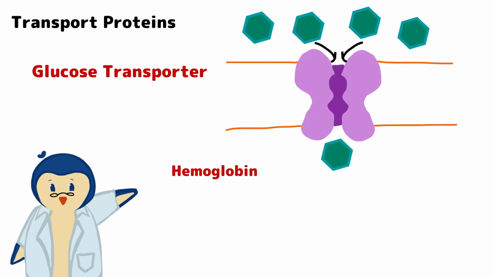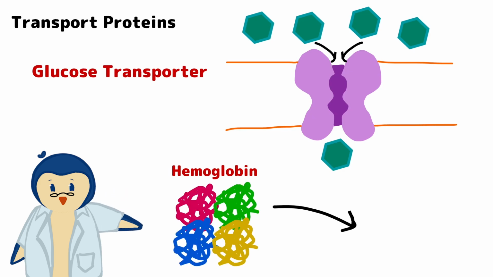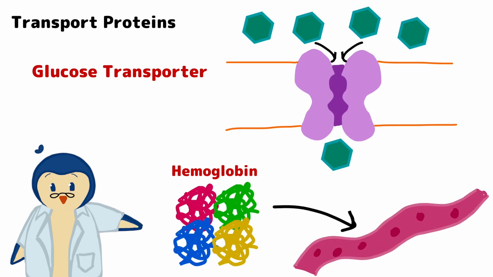Hemoglobin is actually a protein within the red cells of the blood, and they transport oxygen throughout to every single cell throughout the organism. And hemoglobin does that, so they transport oxygen, but they just move through the bloodstream. So that's the major difference between these two.